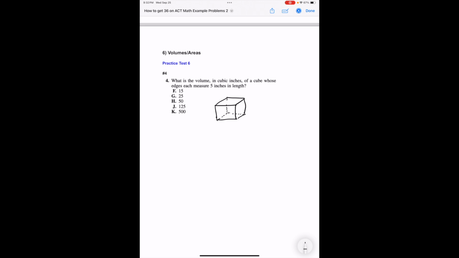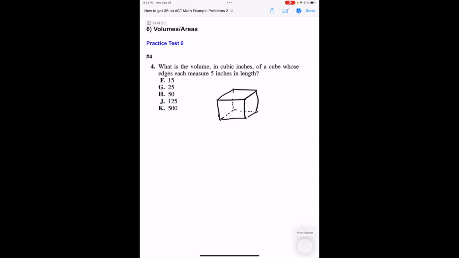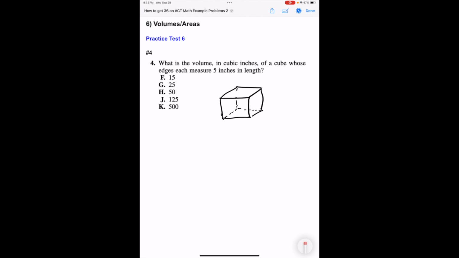So each side of the cube, the lengths are all the same. And so if one edge is 5 inches, then all of the other sides will also be 5 inches. And so we know that the volume of a cube is equal to side cubed. So it would be 5 cubed. So that would be 5 times 5 times 5, which is equal to 125. So the answer would be J.